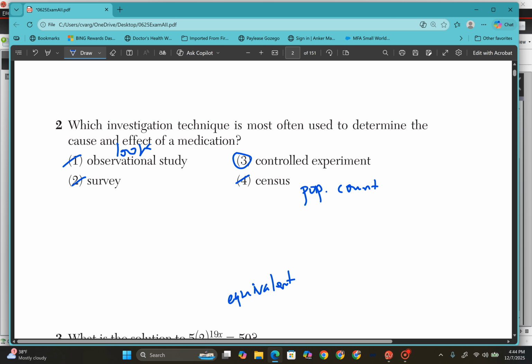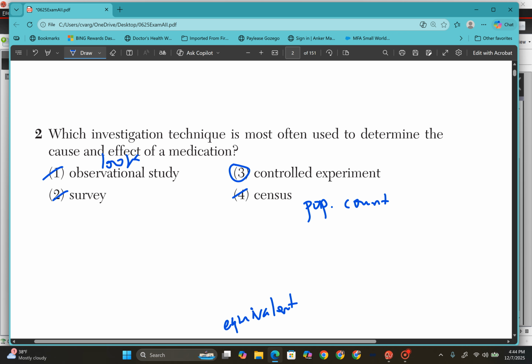All right, so this question, I went ahead and did it already. It's pretty much a straightforward question. This is asking you which one has cause and effect.